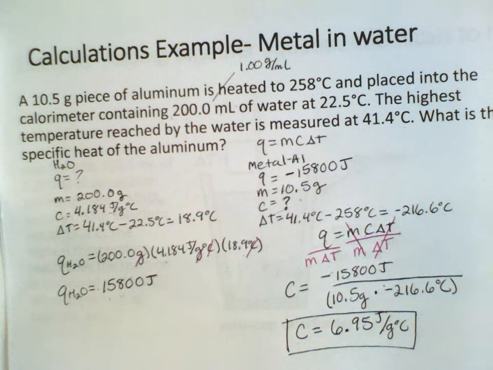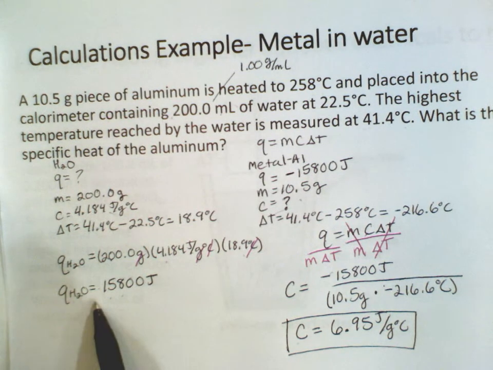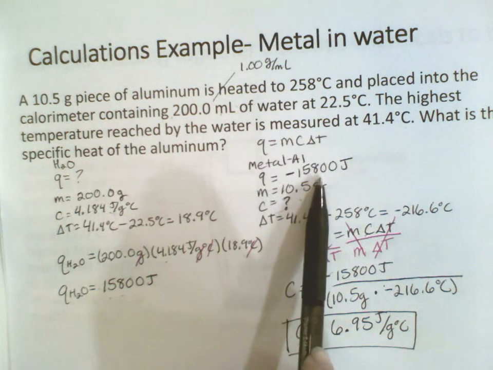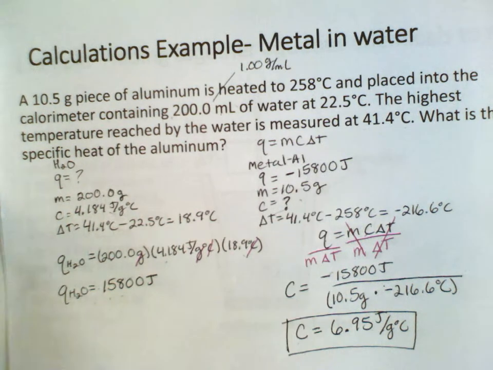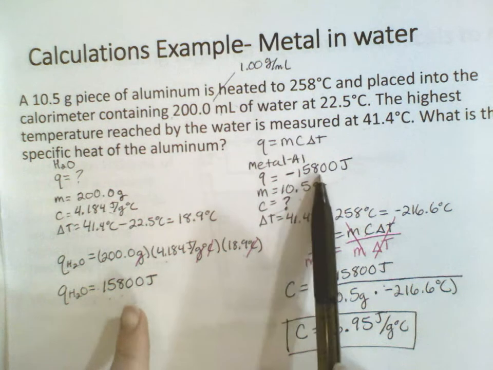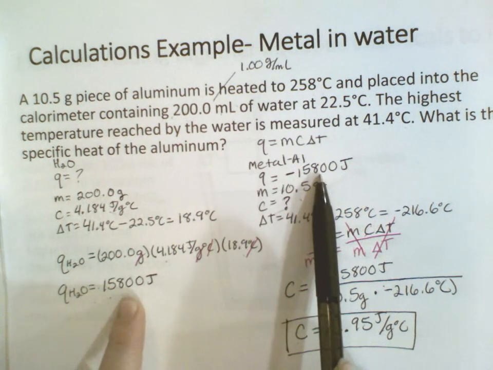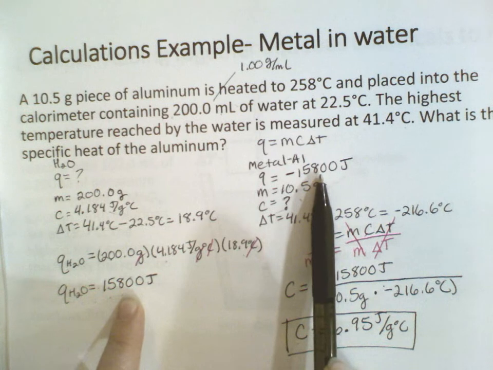We can see that we can always analyze a few things, like our Q of our water was positive, so that would be endothermic. For our metal, it's exothermic because it's negative. We could also show that we're using the law of conservation of energy because these two values are the same as each other.